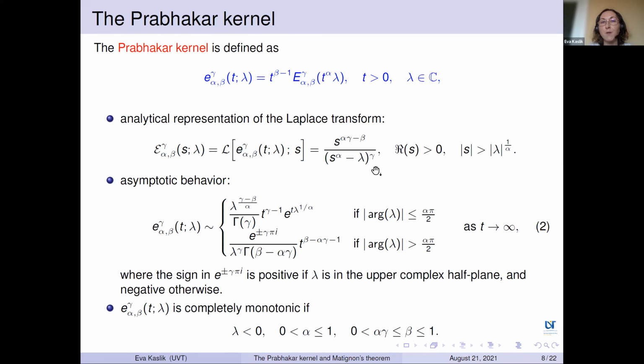which is given by this formula here in the region of complex numbers s with positive real part and absolute value larger than the absolute value of lambda to the power 1 over alpha. And most importantly, we can obtain the asymptotic behavior of the Prabhakar kernel based on the asymptotic behavior of the Prabhakar function, and we can express it in a quite simple way as t goes to infinity. So we can see that again we have an exponential dominant term in the case when the argument of lambda in absolute value is smaller than alpha pi over 2, and we have a leading algebraic term here, as if we are in the other part of the complex plane. Again, what has to be emphasized here is that the sign which appears in this exponential is considered to be positive if the parameter lambda is in the upper complex half plane and negative otherwise.